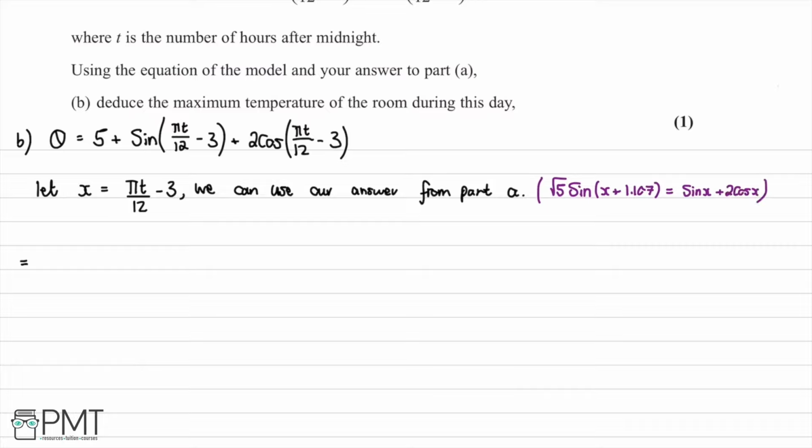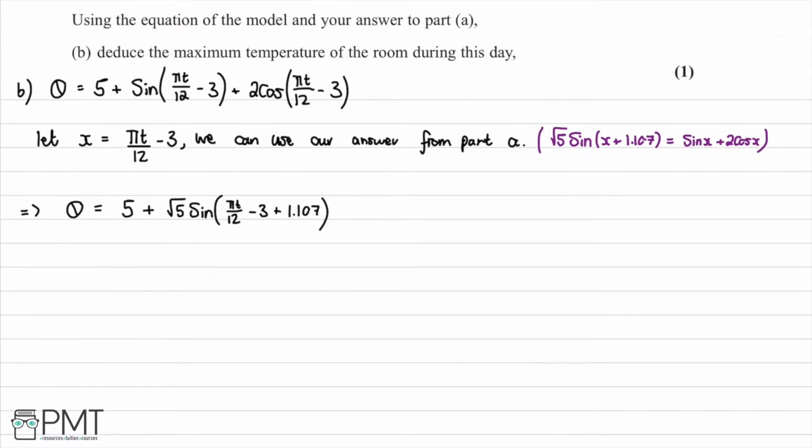So therefore, what we can say is that theta is going to be equal to 5, and then we can effectively replace all of this here with this, but this time x is equal to pi t over 12 minus 3. So we'll have 5 plus root 5 of sine, and this time we'll not have x, we'll have pi t over 12 minus 3 plus our alpha, which is 1.107. So that's us now got theta into something where we only have sine x.